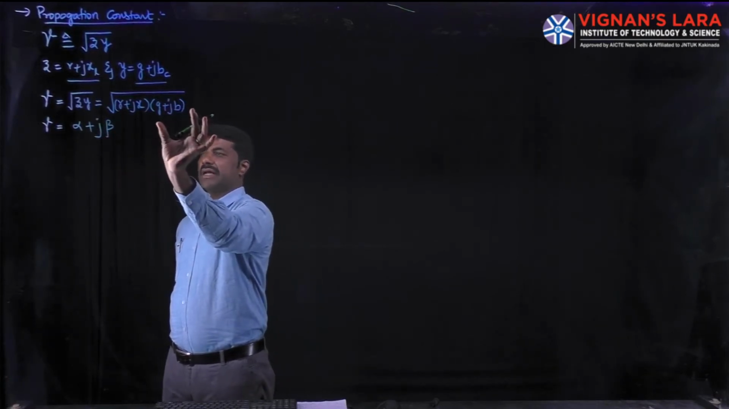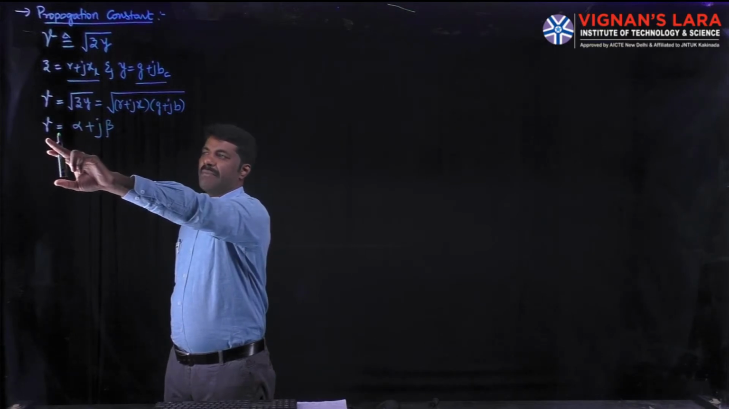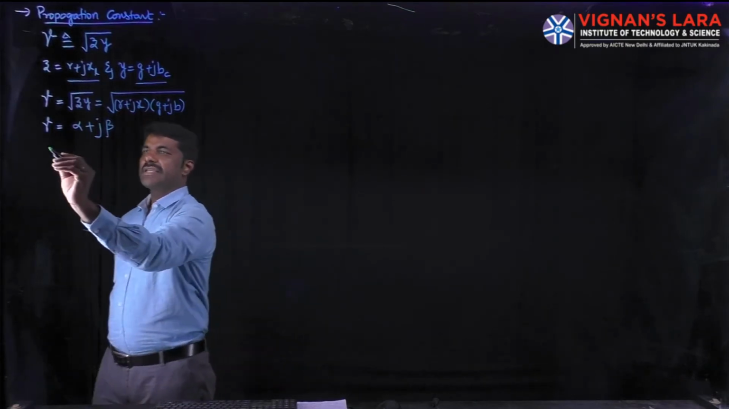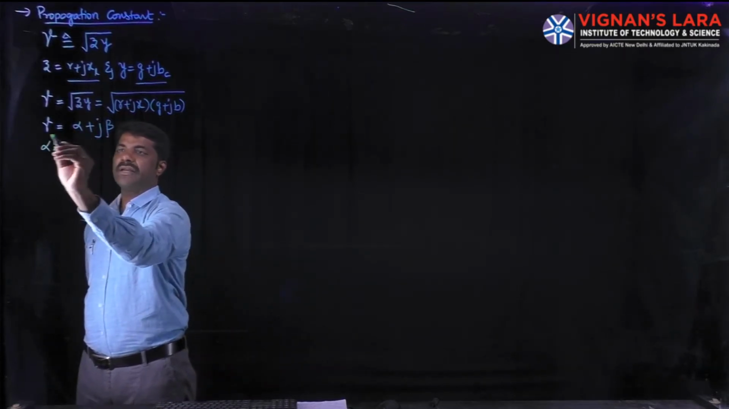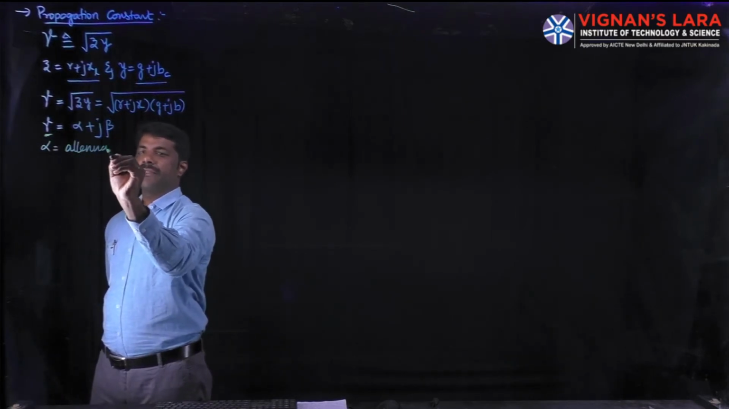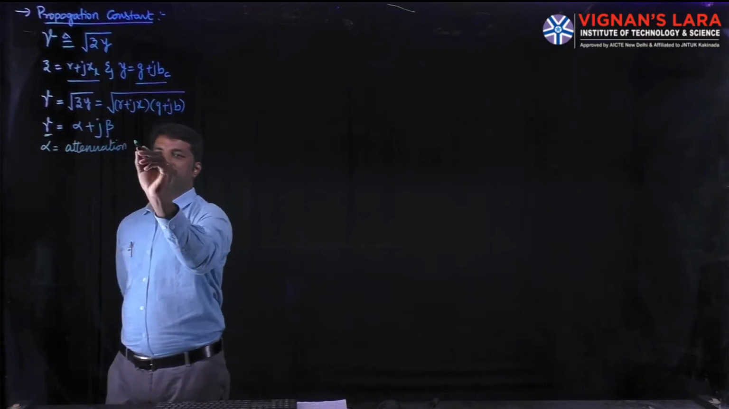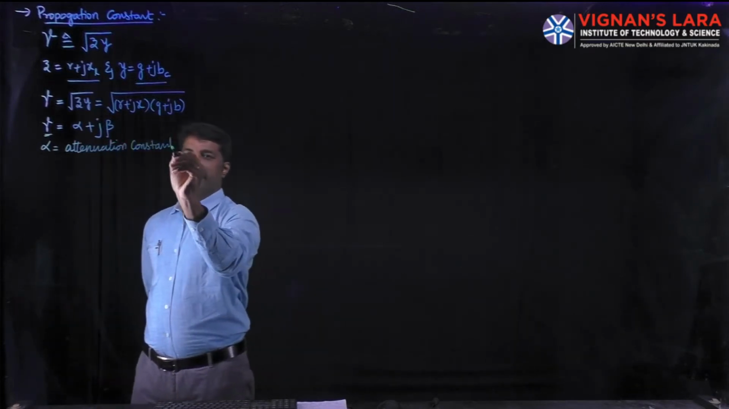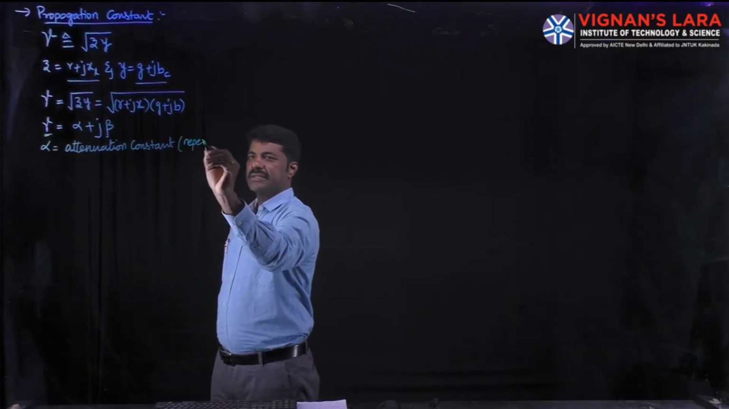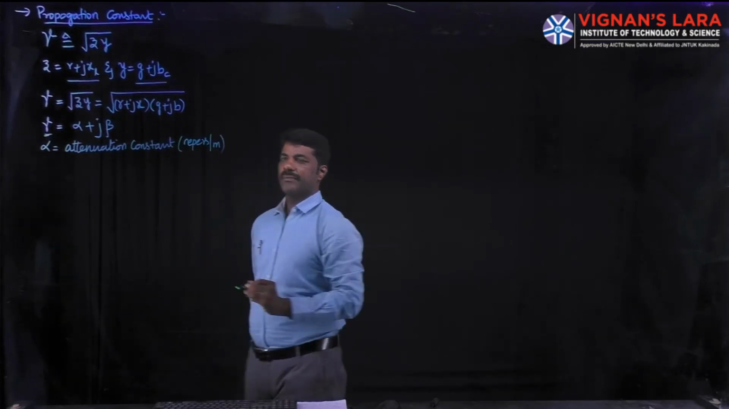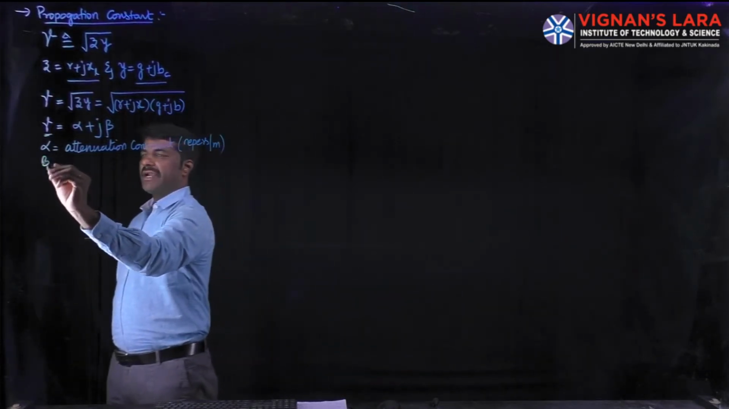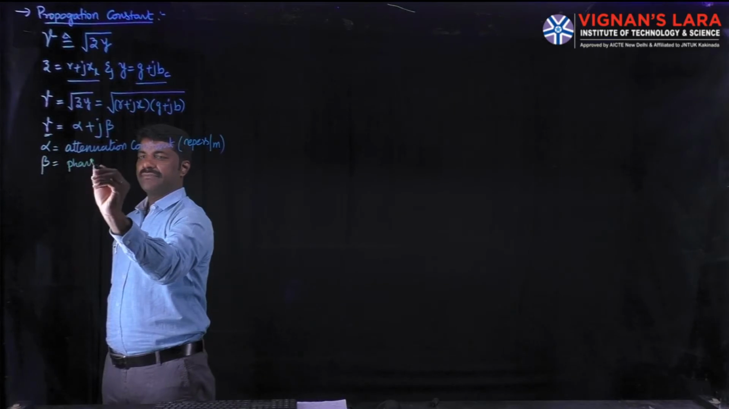On simplification of these two products and taking the square root, we get a complex answer whose value is gamma, which is equal to alpha plus j beta, where alpha, the real part of this propagation constant, is called the attenuation constant, whose unit is Nepers per meter length or Nepers per unit length. And the imaginary part beta is called the phase constant.